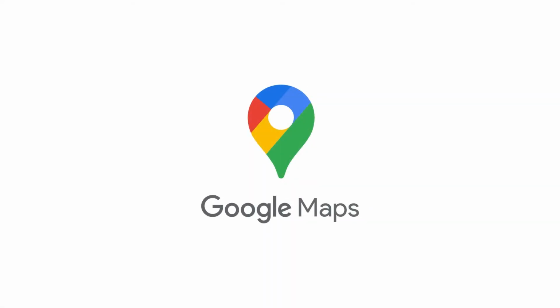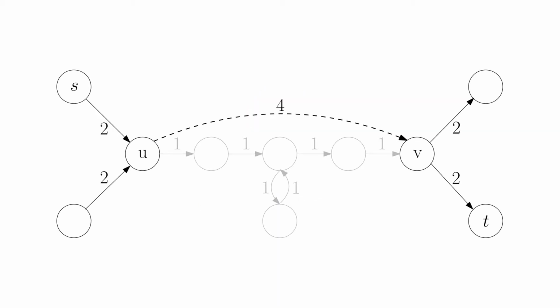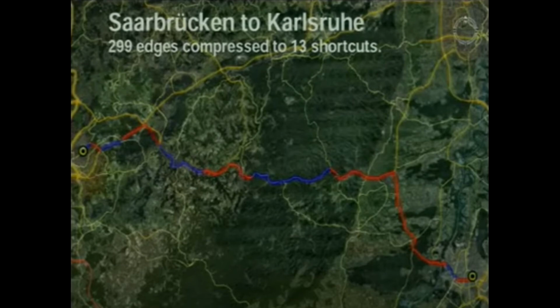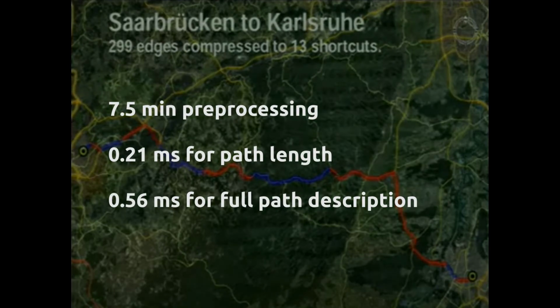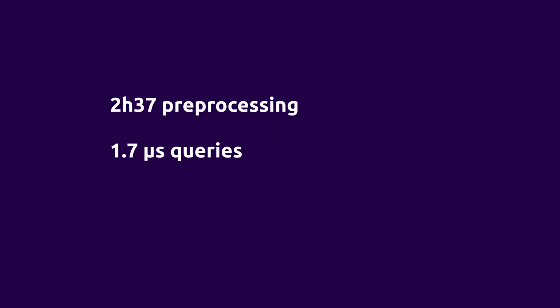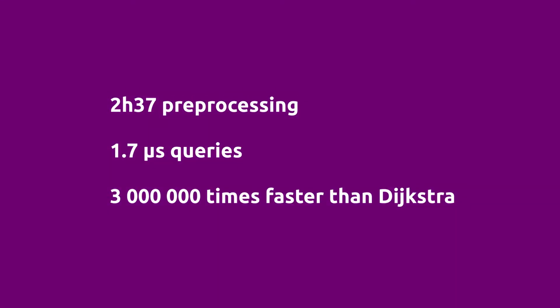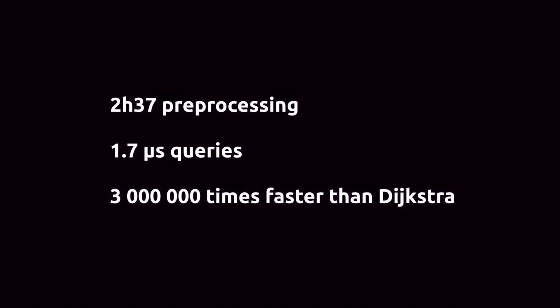Google Maps, for example, uses A* with some handy time-saving tricks. By pre-processing the graph, their algorithm identifies unique shortest paths and remembers them as shortcuts. This is significantly faster than calculating the shortest path from scratch every time. With 7.5 minutes of pre-processing, the search time is reduced to 0.56 milliseconds. With 2.5 hours of pre-processing, the search time is slimmed down to a mere 1.7 microseconds, which is over 3 million times faster than Dijkstra.